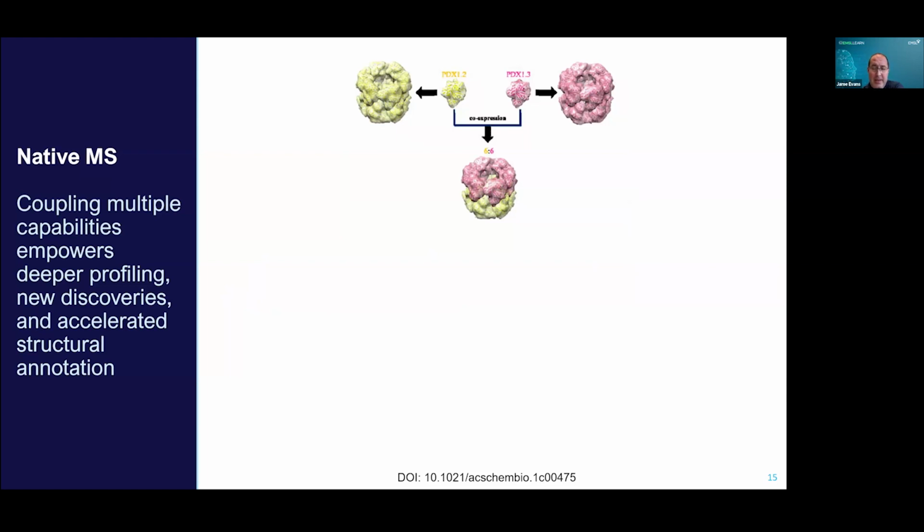In this case, I'm going to show you an example where we coupled cell-free expression with cryo-EM and also native mass spec to address a scientific challenge. Here you can see two proteins, the monomer of PDX 1.2 and the monomer of PDX 1.3 in yellow and pink respectively. PDX 1.2 is a pseudoenzyme. It's non-active, whereas PDX 1.3 is an active version of the protein.